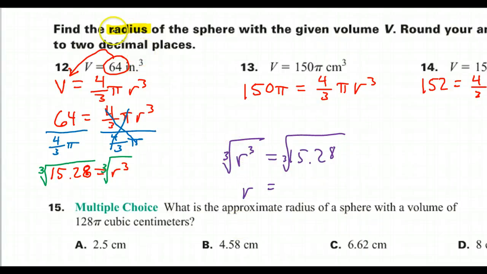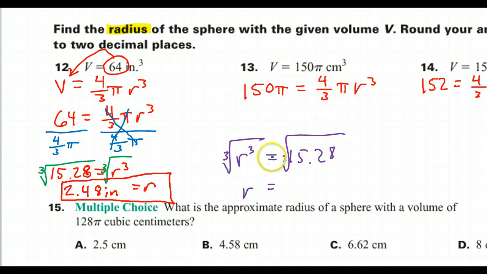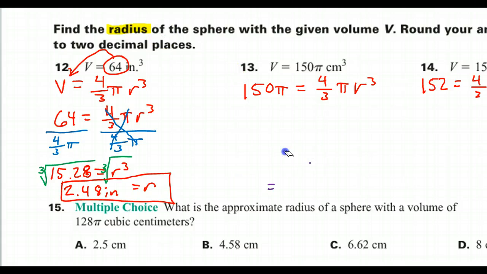Okay, and that's what we were supposed to find, so we're done. So 2.48, and this is inches, will equal our radius. I'm going to do the other ones quickly now that you see how to do it. I'm going to show it one more time, because some of that was new to some of you.